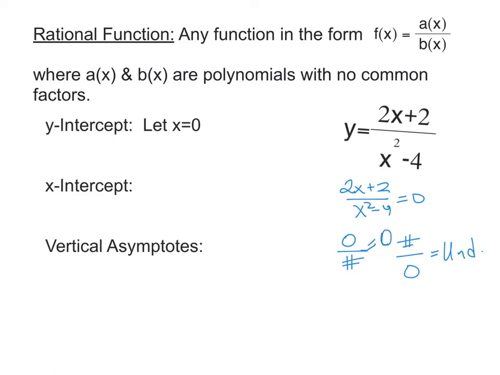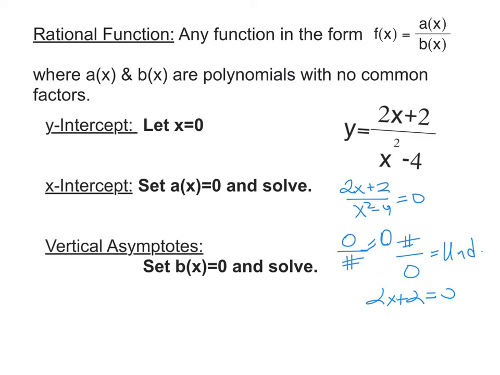So in general, what I'm going to have to do is only worry about that numerator, the 2x plus 2, and set that equal to 0. In talking about any sort of rational function, that's going to mean we take the numerator, the a of x part, and set that equal to 0 and just solve it. In order to find those vertical asymptotes, remember that that is where the function is undefined. So that's when the denominator has to be 0. So set the denominator equal to 0 and solve that.